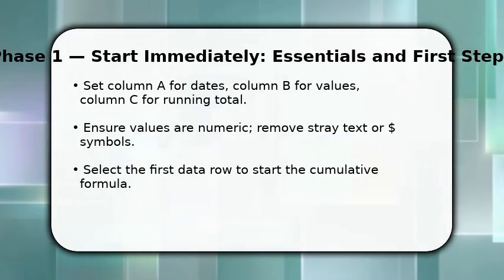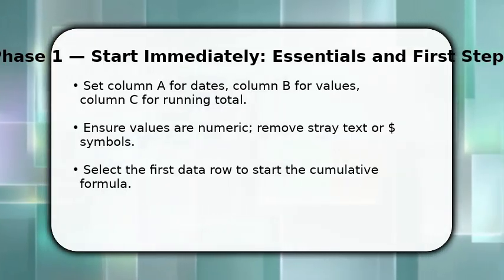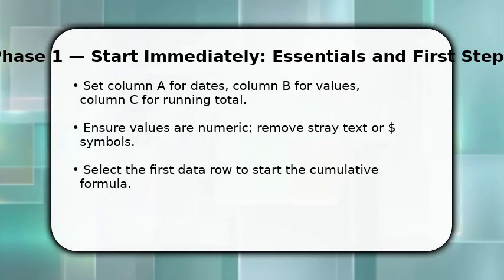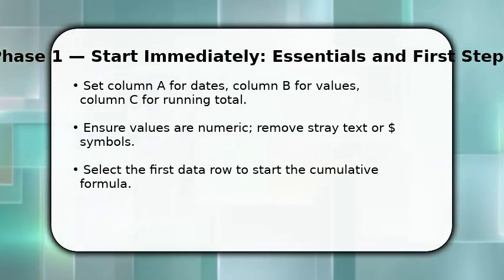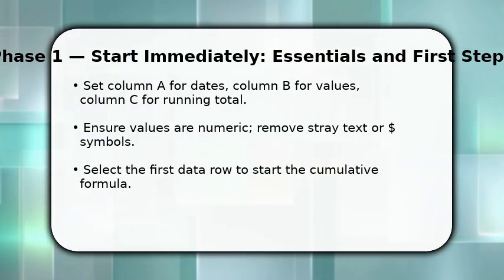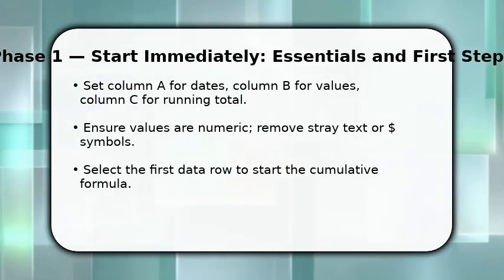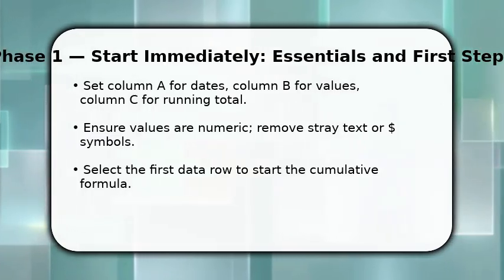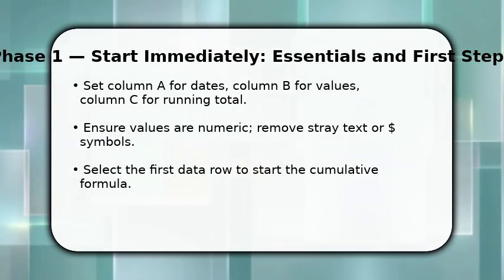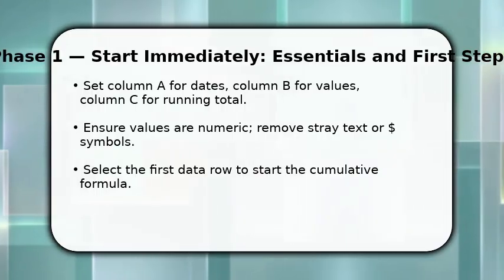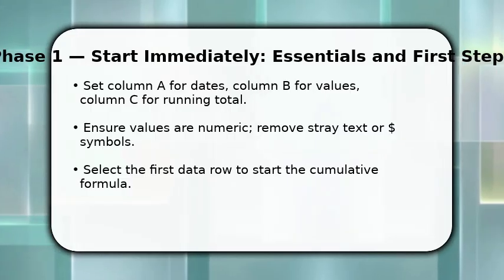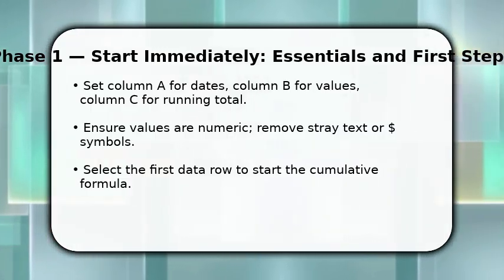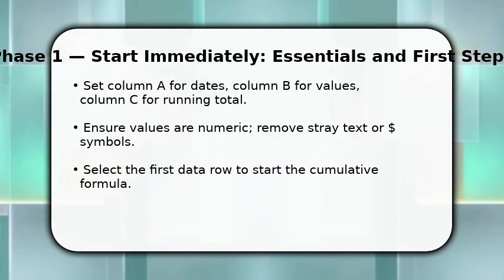You begin by laying out columns: dates in A, raw values in B, running total in C. First actionable step, convert any pasted numbers to numeric format, using VALUE or Paste Special if needed. Once done, click the first data cell in C and type the base formula that references the corresponding B cell. Make sure to lock only what's necessary later. Don't overuse dollar signs yet. This gets the cumulative process started and prevents type errors that break the chain.